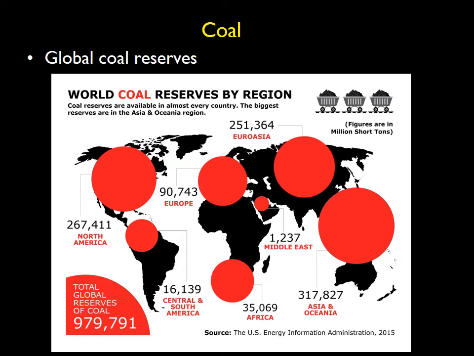So if you look around the planet at coal reserves, North America has quite a bit. There's more in Asia, but North America does have a fair amount of coal, which is why it was really the fuel of choice initially during the Industrial Revolution.